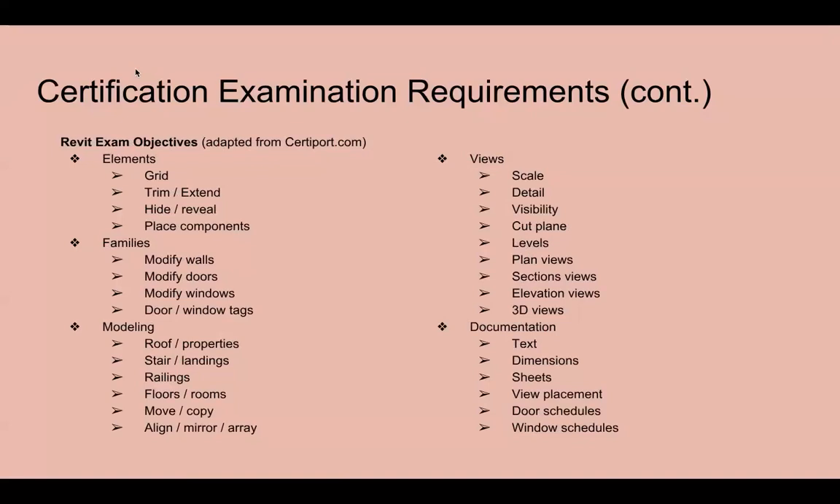So our third bullet point, modeling. So roof and what are the roof properties, stair landings, railings, floors, rooms, move, copy, align, mirror, and array. So these are all manipulate. How can we modify and manipulate objects that we place? So our views, our scale, detail, visibility, cut plane levels, plan views, section views, elevation views, and then 3D views. And our documentation, what text are we putting in, dimensions, what sheets and view placements that we'll need, and then our door schedules and our window schedules.